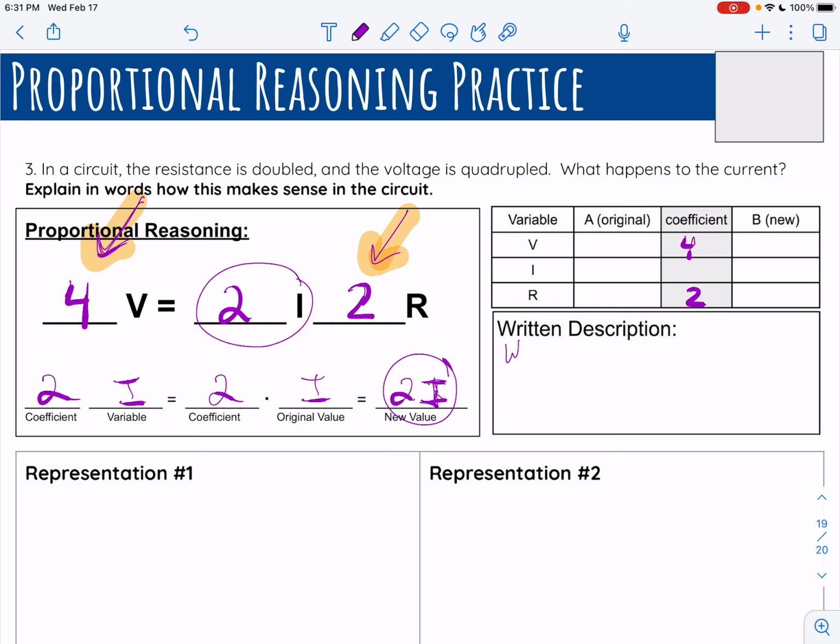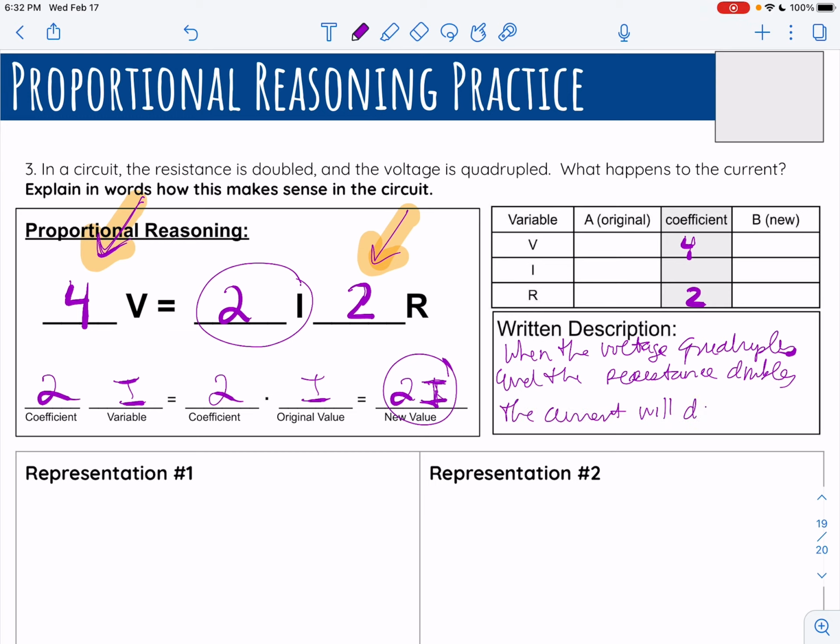Okay, so written out: when the voltage quadruples and the resistance doubles, the current will double. All right. And then you can come up with ways to represent these, maybe schematics, maybe graphs. Oh my God, I would love to see graphs. That would be great. This one might be a little hard to graph. Pictures, something like that.